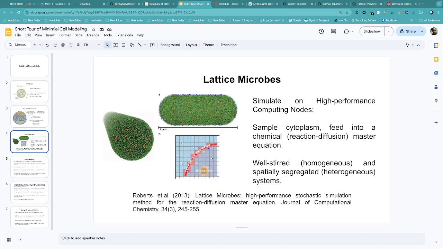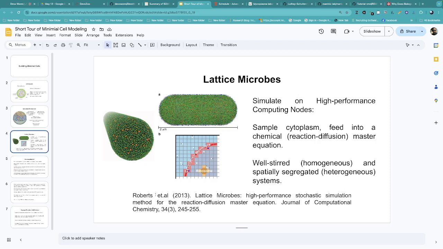Sometimes you can make the assumption that the cell is well stirred, meaning that the components are just kind of drifting in there at random, or sometimes there's spatial segregation in the minimal cell. So sometimes things are clumped in different places. You can use both assumptions. The homogeneous assumption works most of the time, but when we start getting into cells that exhibit differentiation, we're going to have this problem of heterogeneity. So that adds computational cost. We need to have better computational resources devoted to that.